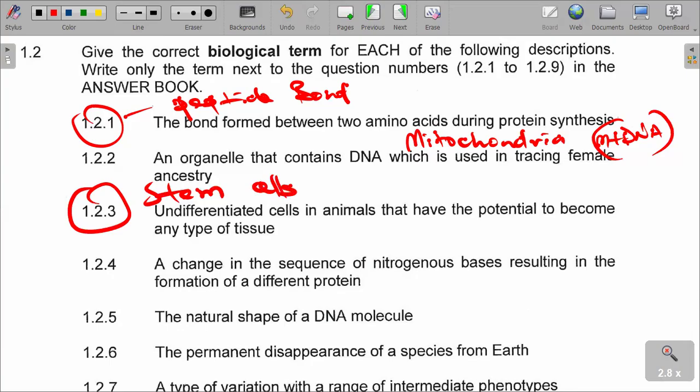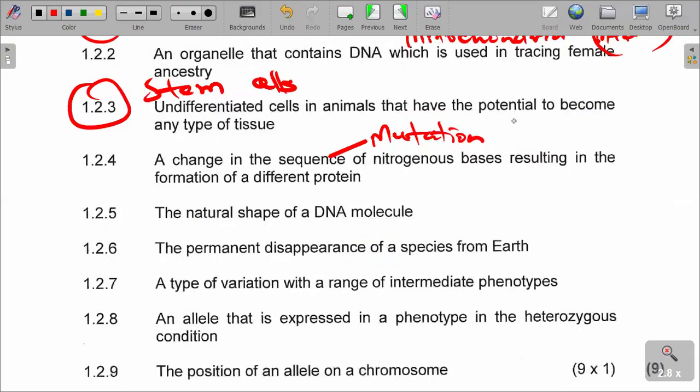Stem cells. And then we can talk about a change in the sequence of nitrogenous bases resulting in the formation of a different protein. I'm sure I remember this. We talk about mutation. Mutation is a change in the sequence of nitrogen bases. And then the natural shape of the DNA molecule is a double helix. We talked about the double helix structure.